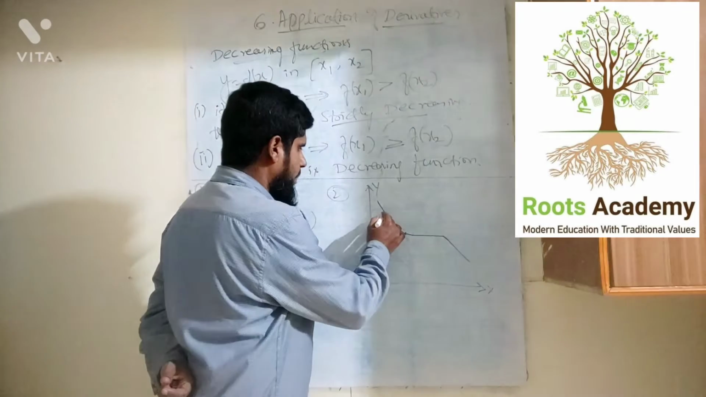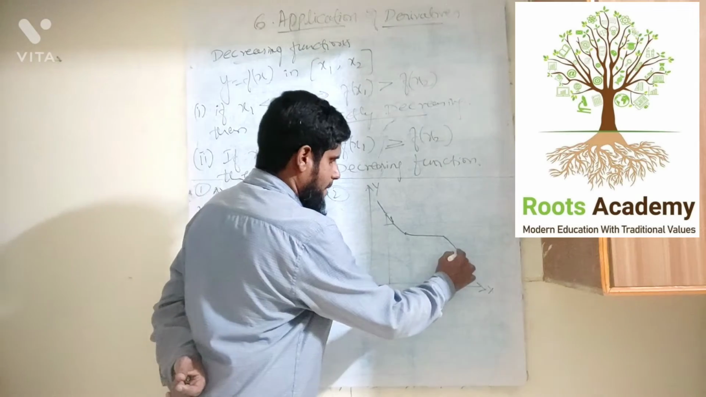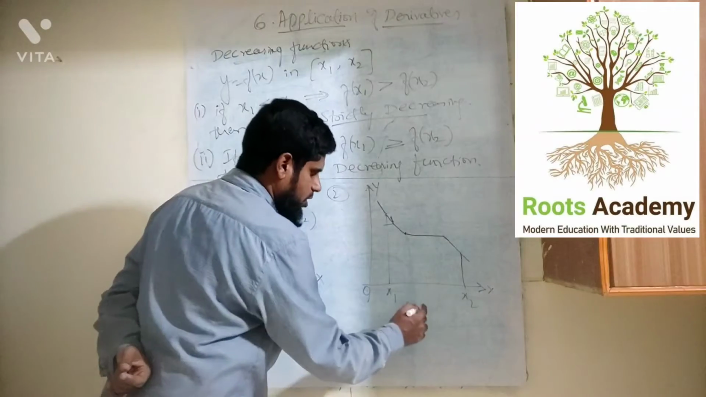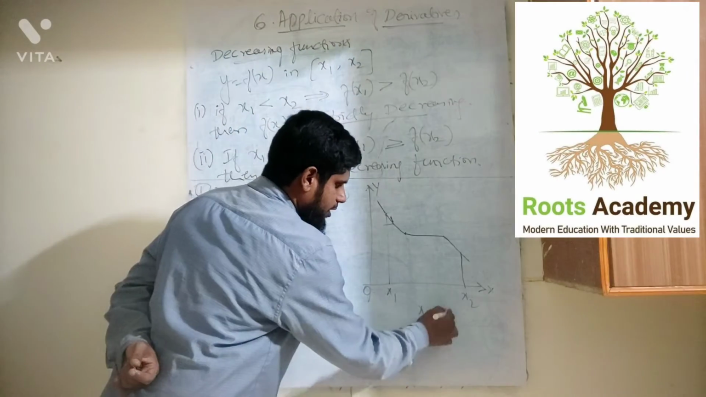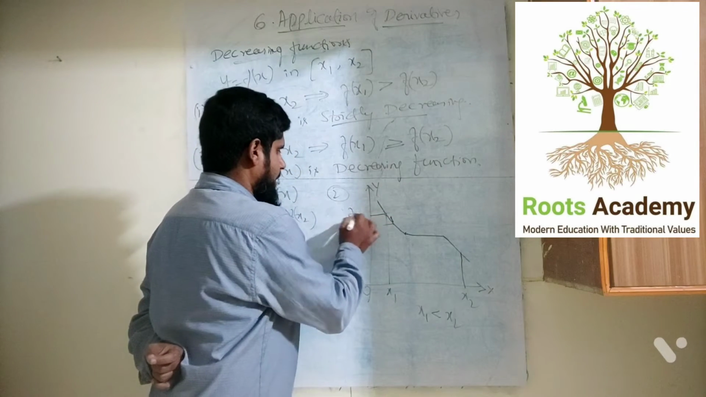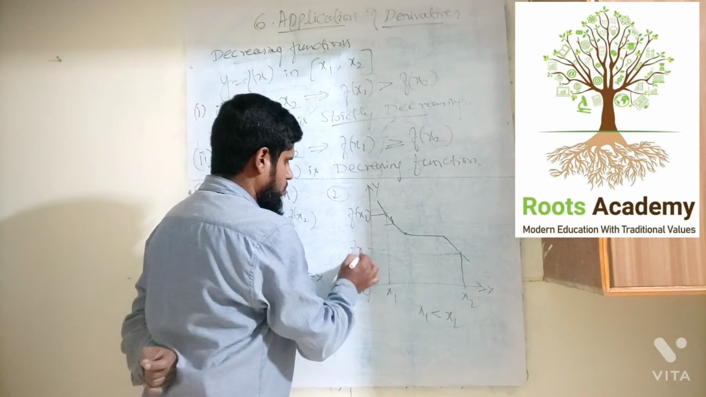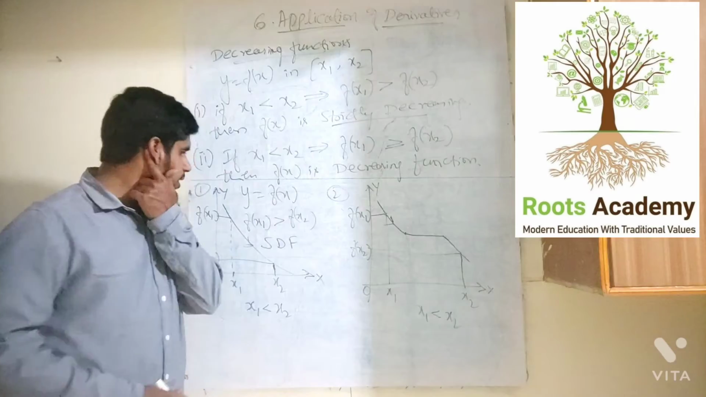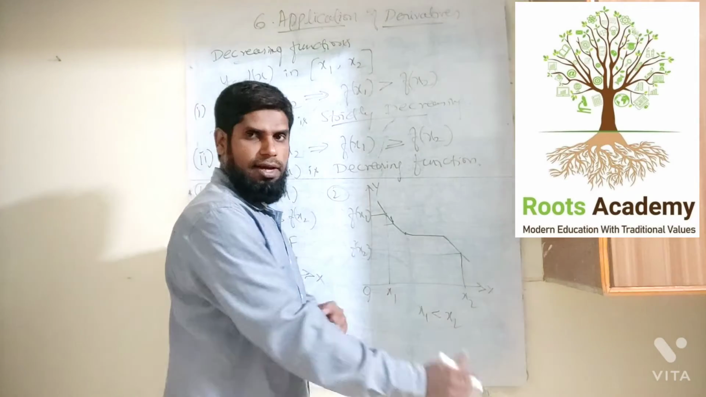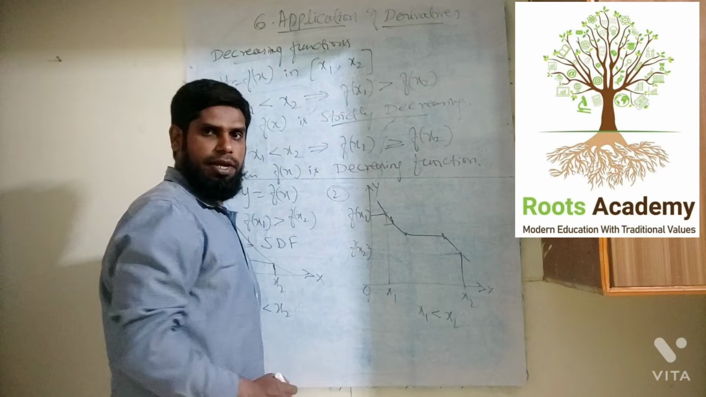So here, if I call this my x1, and this is my x2, obviously x1 is less than x2. And here is f of x1, and here I have f of x2. But in this limit, x1 and x2, at some particular point, this function is equal.